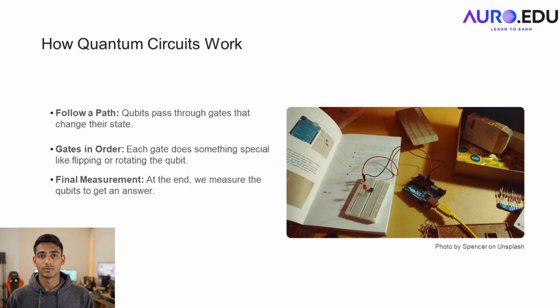Quantum circuits are like obstacle courses for qubits. Each gate in the circuit changes something about the qubit. Maybe it spins a little, flips it, or mixes it with another. By sending qubits through a specific sequence of gates, we can solve problems and do calculations. At the end of the course, we measure the qubits to see what they've discovered.